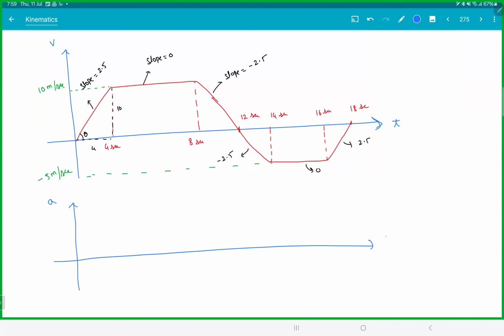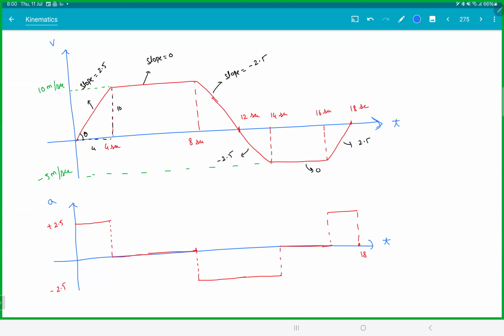If you plot an acceleration versus time graph, initially the slope would be plus 2.5 for 4 seconds. Then it drops to 0 for another 4 seconds. Then it drops to minus 2.5 for another 4, till 14 seconds. Then again it goes to 0 for 2 seconds and then 2.5. This would be 18. So this would be 2.5 and this would be minus 2.5. Make sense? That's how the graph looks. It's all straight lines, since it's all constant acceleration, so the graph looks fine.